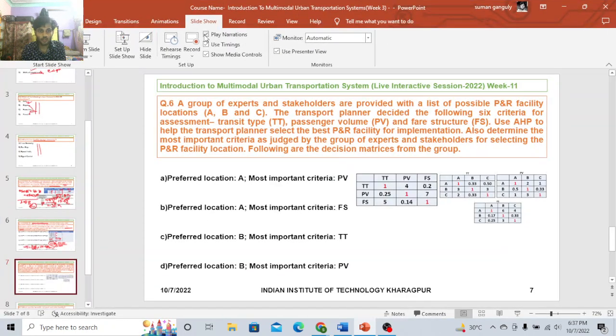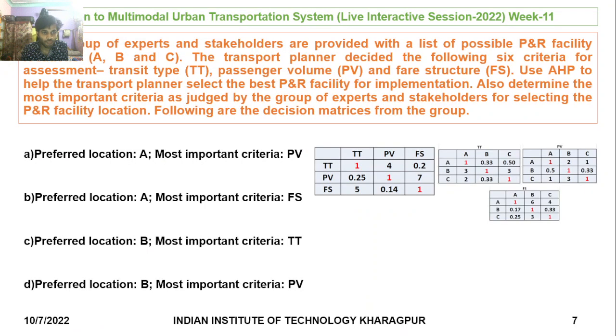Okay. So now this is question number 6. A group of experts and stakeholders are provided with a list of possible park and ride facility locations at ABC. So you have three most probable park and ride facility locations, that is with you, right? It is the possible location. So you want to design a park and ride facility. So you have three possible potential locations, right?